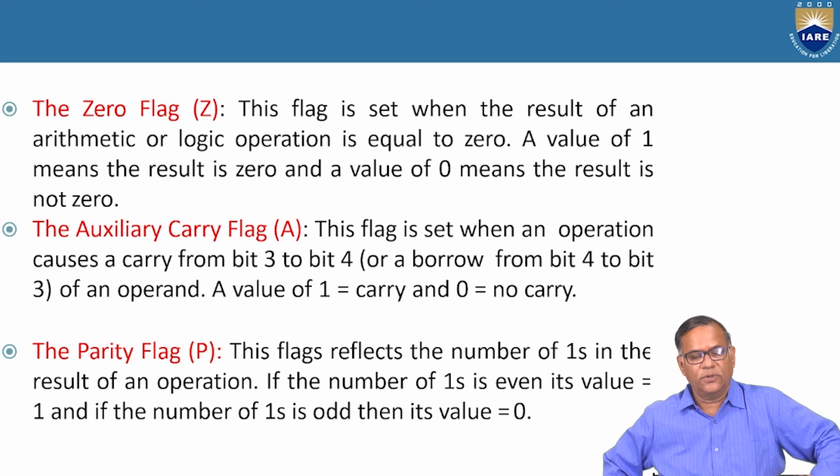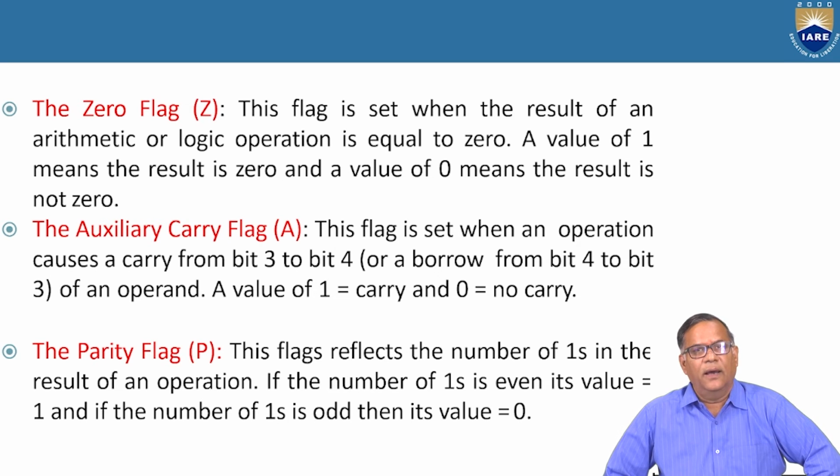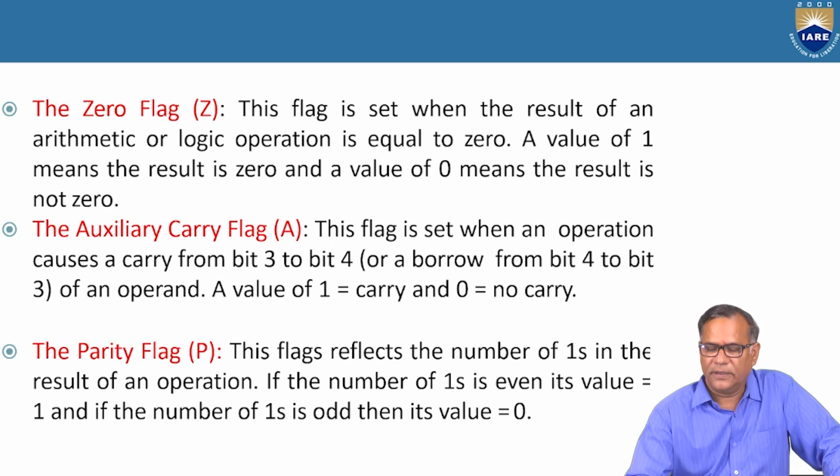Next, let us discuss the zero flag. This flag is set when the result of an arithmetic or logic operation is equal to 0. So a value of 1 means that the result is 0, and a value of 0 means that the result is not 0. To repeat once again, if the result is 0, then this flag is set, otherwise this flag is not set.